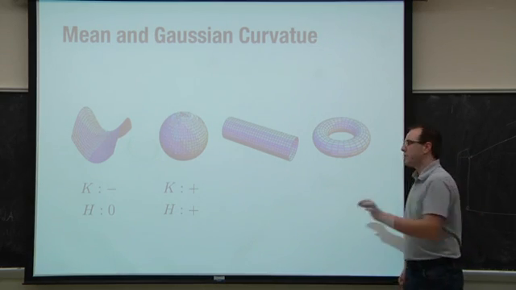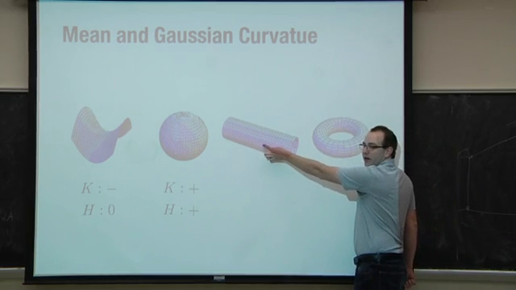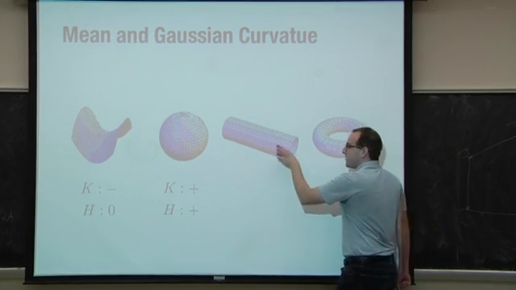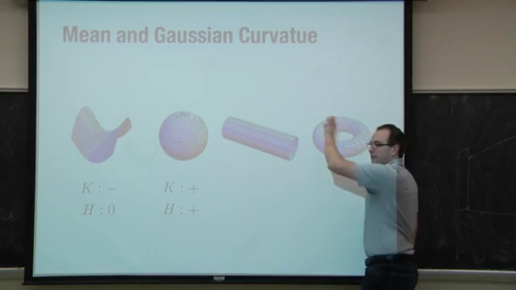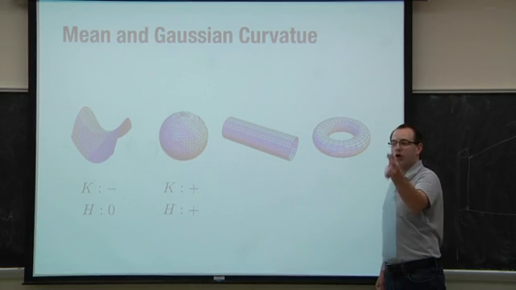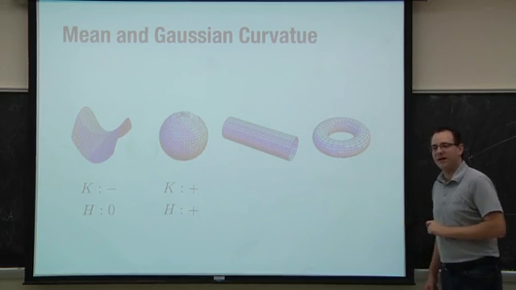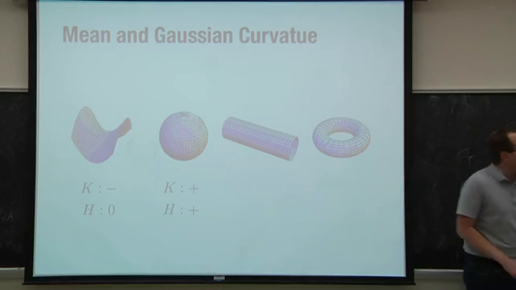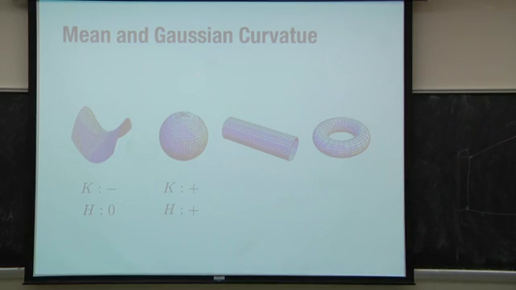It's not quite a point, right? Because the normal here is different than a normal here. But the normal doesn't change in this direction. So I'm actually going to get an area 0 line, a curve on my sphere. So this has Gaussian curvature 0 and mean curvature positive.